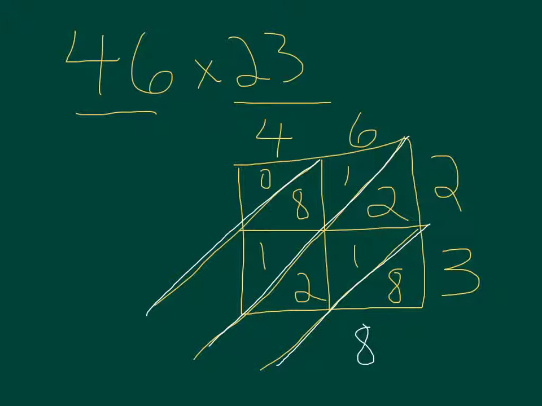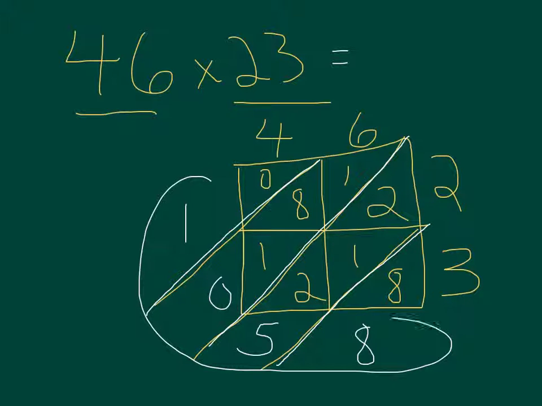I add along diagonals. 8. 2 plus 1 plus 2 is 5. 1 plus 8 plus 1 is 10. So I put down the 0 and I carry the 1 over to the next place. So what is the answer to this problem? The answer is 1058. That answer is written outside of the grid. And that's how we do lattice multiplication.